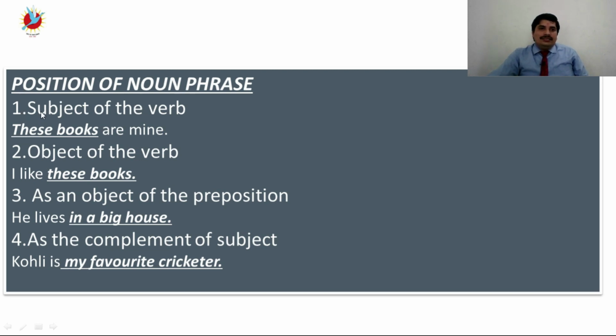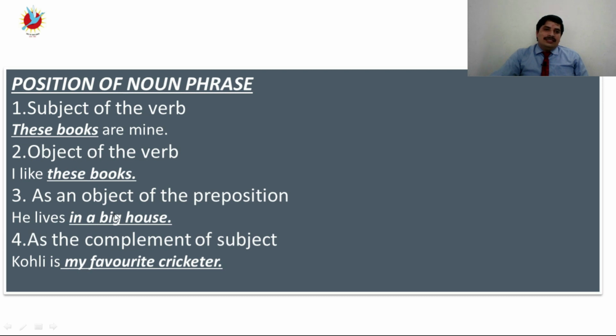So first one is the subject of the verb. These books are mine. You can see these books is a noun phrase, right? So it is the subject of the verb are. The other one is object of the verb. I like these books. I is the subject, like is a verb, and these books is a noun phrase, right? The third one is as an object of the preposition, right? So a noun phrase is also used as the object of the preposition.